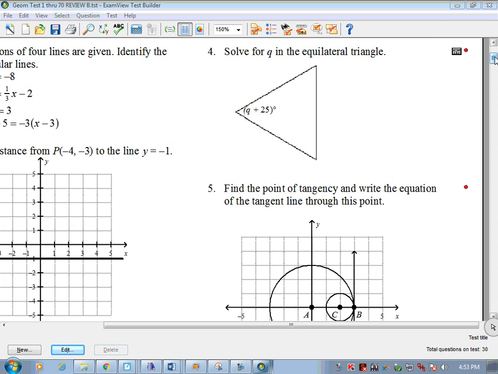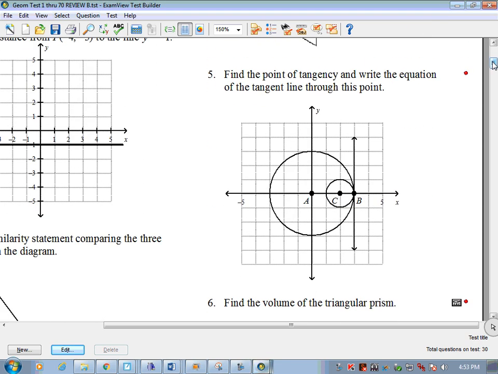Okay, number 5. Find a point of tangency or write the equation of the line tangent through this point. Okay, so our point of tangency is B. Find a point of tangency. Okay, so point of tangency is point B, which is at coordinate 3, 0. But we also want to write the equation of the line tangent through that. So that's this line right here.